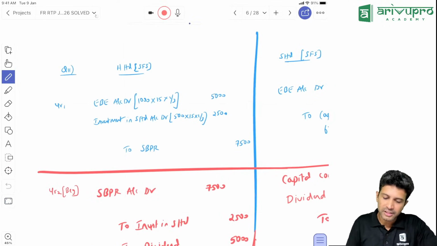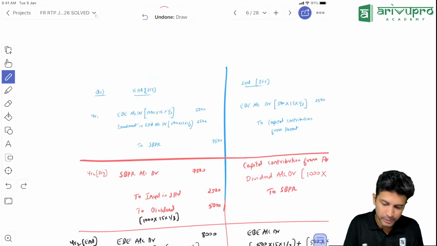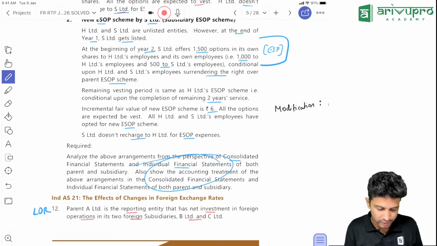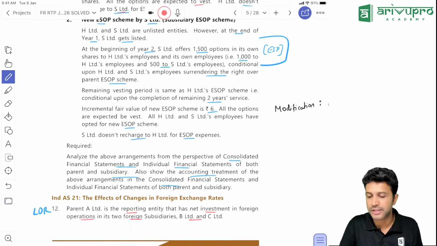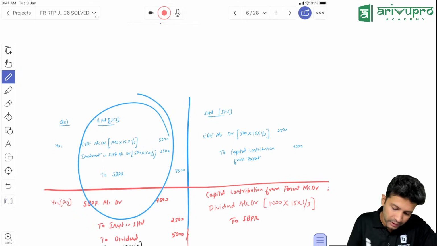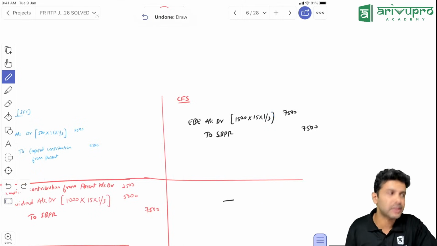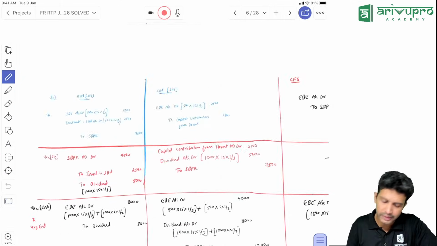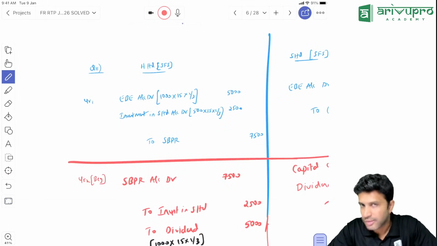They've asked for the journal entry here. They've asked 3 entries. One, in H Limited's separate financial statements, what is the entry? That's a requirement. You need to pass the journal entries and show the accounting treatment in CFS as well as in SFS. In H Limited's separate financial statements, what impact? In S's separate financial statements, what impact? In the consolidated financial statements, what impact? All the 3 we need to call out. Consolidated we'll see later. First we'll finish for H and S separate financial statements.